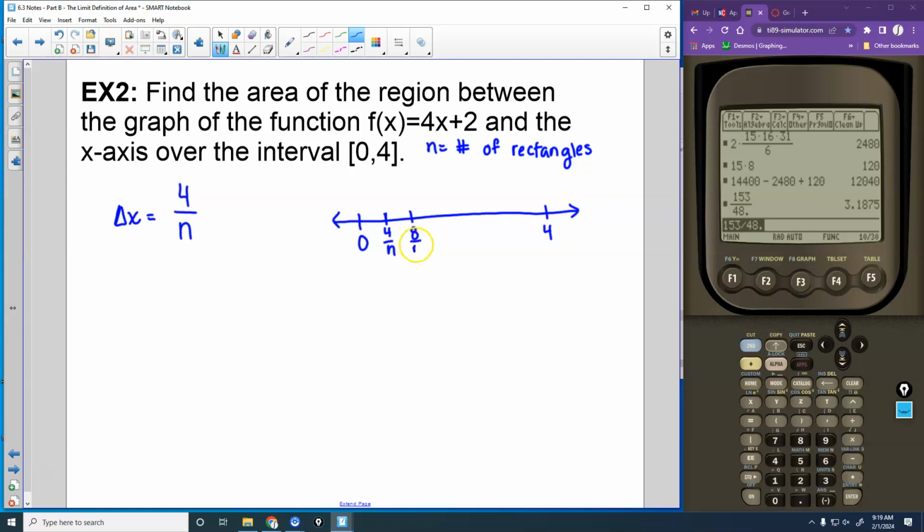Miles has got it back there. 8 over n. Because you're at 4 over n, you're adding another 4 over n to it. Those are common denominators. Just add the top, keep the bottom, right? And then we would have 12 over n, and 16 over n, and dot, dot, dot. What would we end at? 4n over n, right? Because 4n divided by n would be 4.